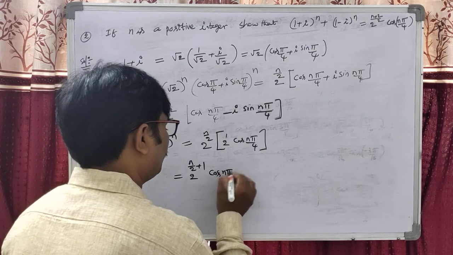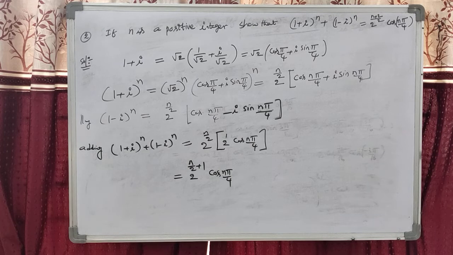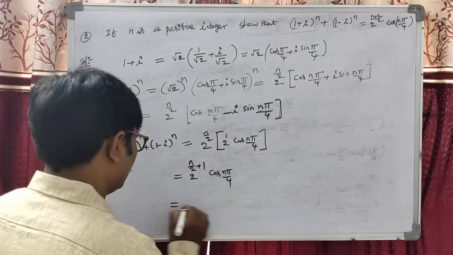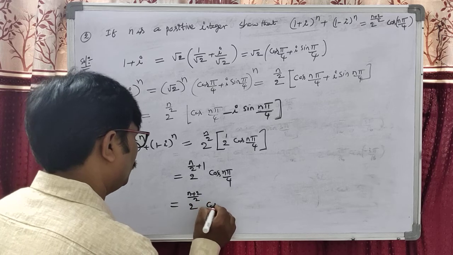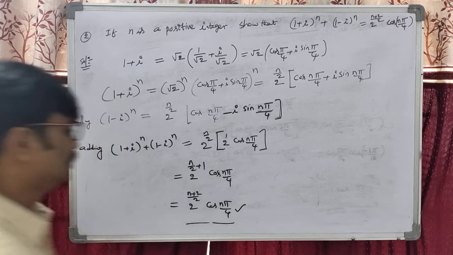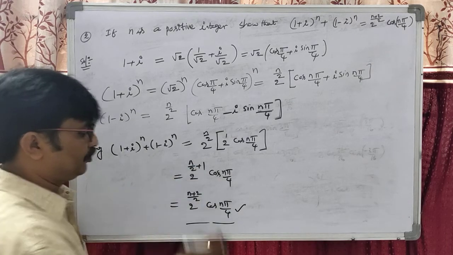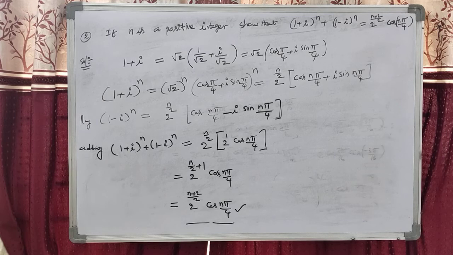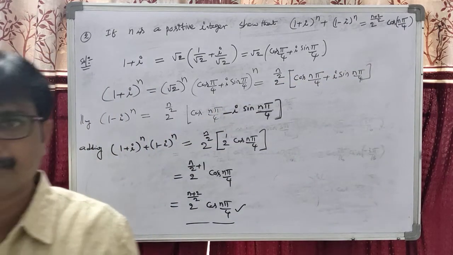Using a^m into a^n equals a^(m+n), so students, this is 2^((n+2)/2) cos(nπ/4). What is this, students? 2^((n+2)/2) cos(nπ/4). Okay students, this one. Okay.